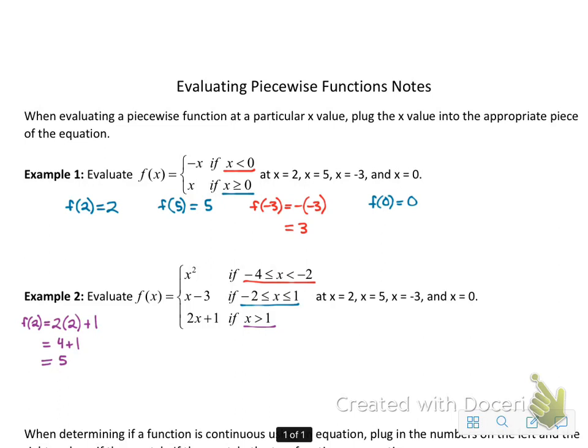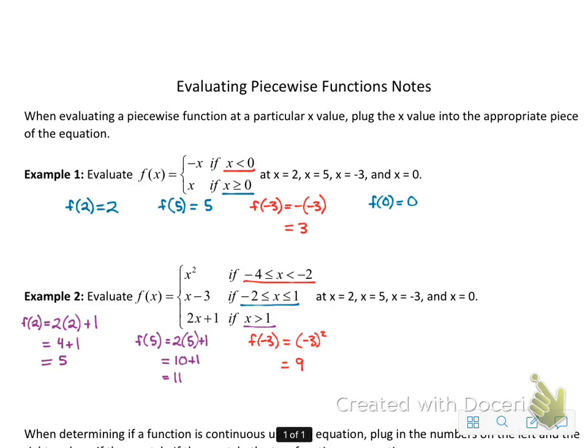Now let's find f of 5. Well, 5 is greater than 1 also. So I'm going to use the same equation. So we'll find f of 5, which is 2 times 5 plus 1, which is 10 plus 1, which is just 11. Okay, let's plug in -3. Now -3 is between -4 and -2. So I'm going to use the red equation. So f of -3 is x squared, so it'll be -3 squared. Well, -3 squared is 9, right? Because -3 times -3 is 9, so the answer is 9.